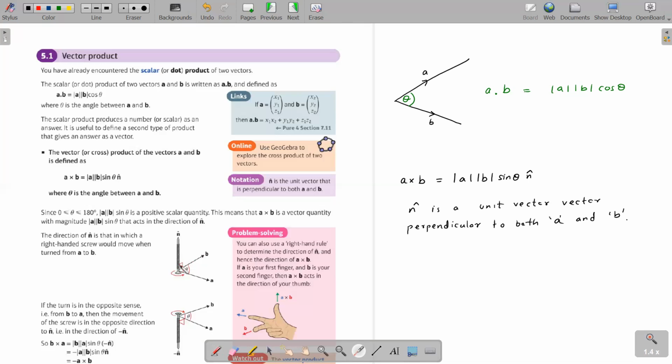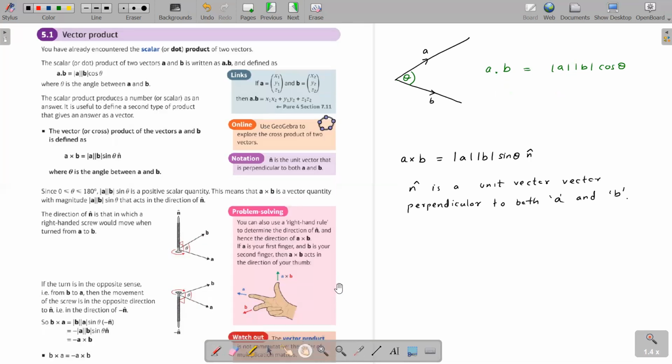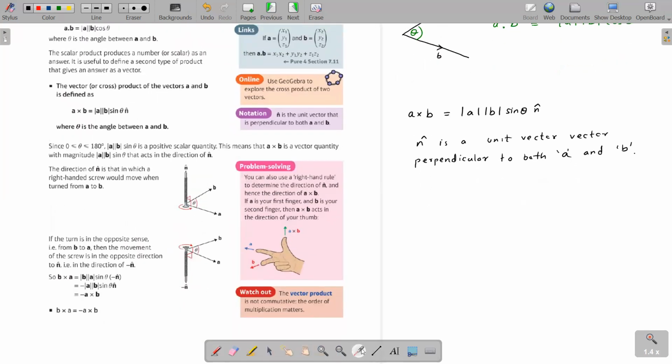And then there's one more thing here: the direction of n hat. Now they've given you this right hand rule to determine the direction of n hat. So I'm going to teach you this rule in a simpler way. Rather than using the fingers, we can do this in a simpler way. However, before I go into that, I just wanted to tell you about this particular rule.